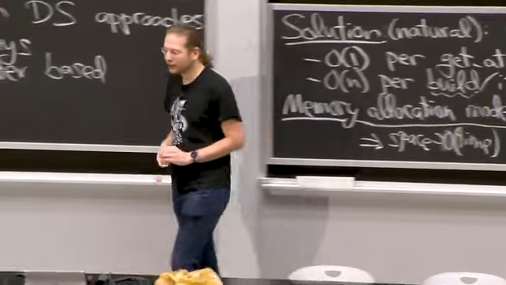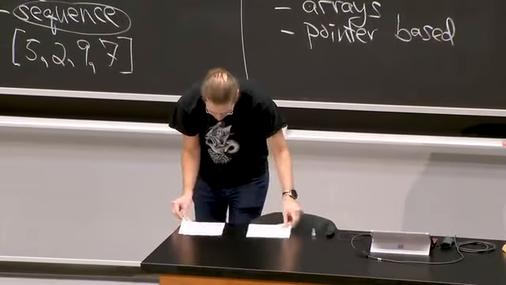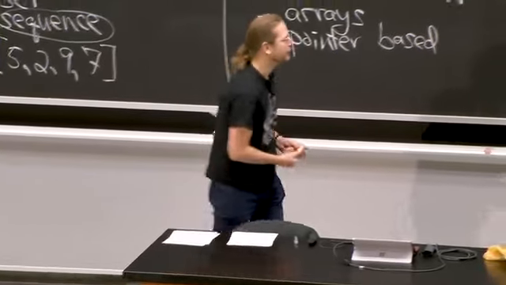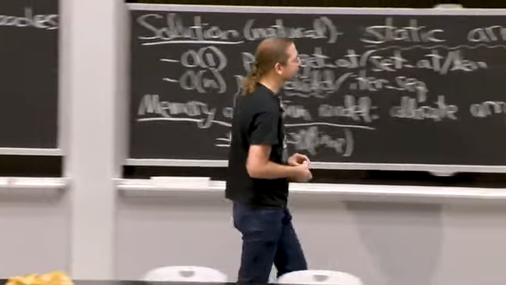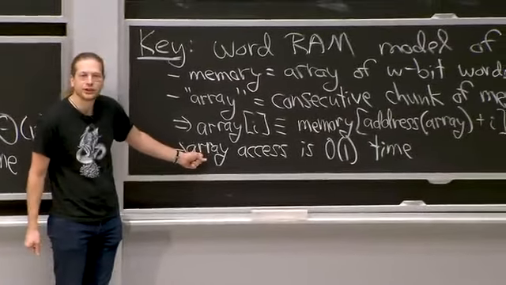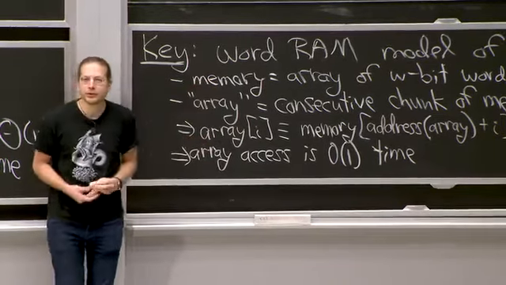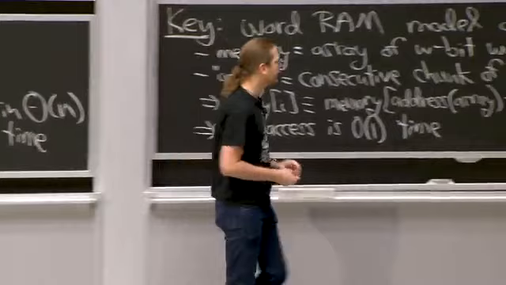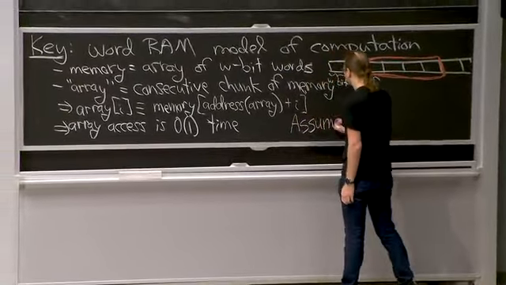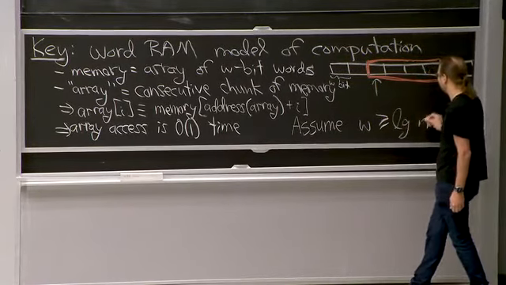Now let's make it interesting. Make sure I didn't miss anything. And talk about, there is one thing I wanted to talk about in the word RAM. A side effect of this assumption that array access should take constant time and that accessing these positions in my memory should take constant time is that we need to assume w is at least log n or so.